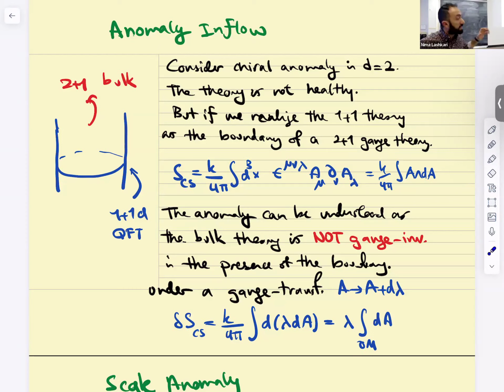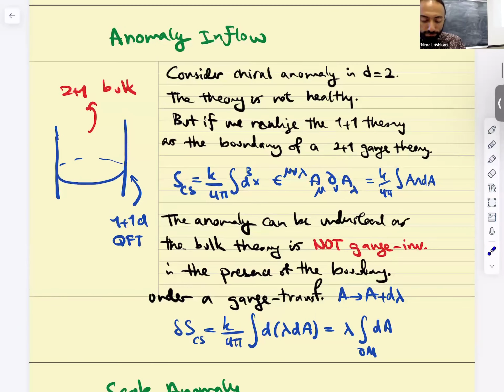I just wanted you guys to have seen this. In more advanced discussions of quantum field theory, it appears all over the place. And the connection between topology and anomaly is also here. We could explore more about it.